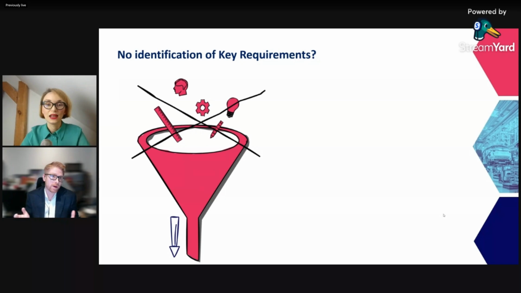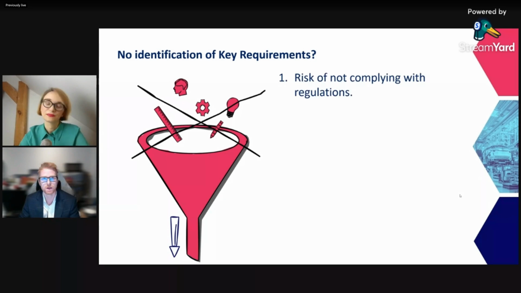But what does that mean? As a funnel, we've got all of our different requirements going in, but as you can see, they haven't passed that process. So what does it mean to us not to have it? It means we have a risk of not complying with the regulations, which means we're breaking laws of whatever country or market we're trying to sell into. And it's not only the customer who will be interested at that moment, but also national agencies. Not an easy topic.